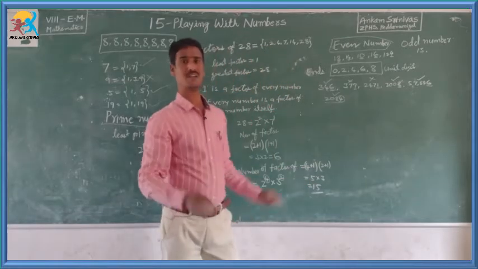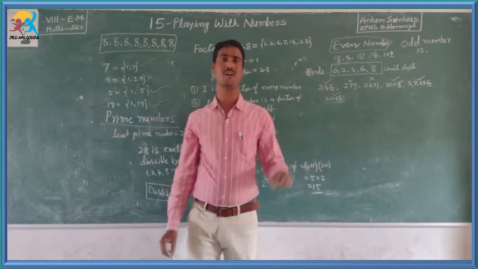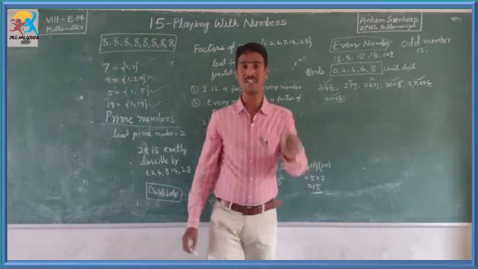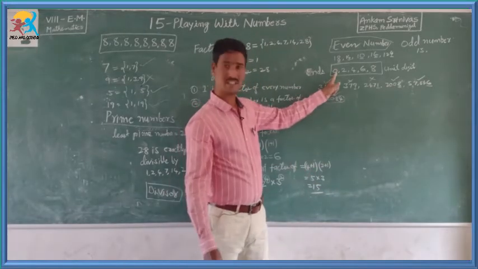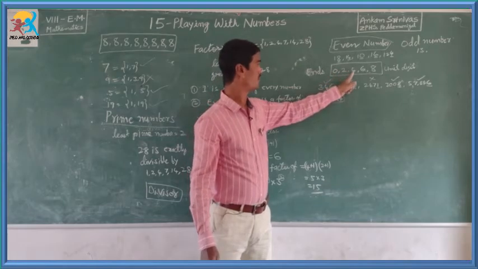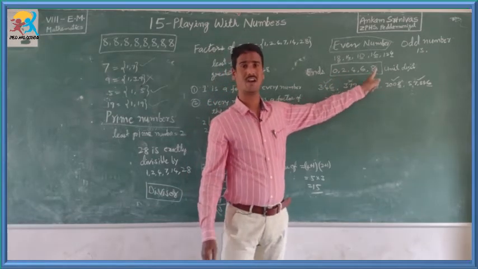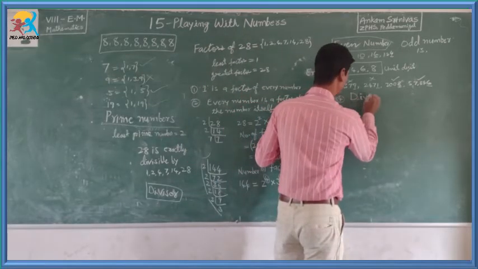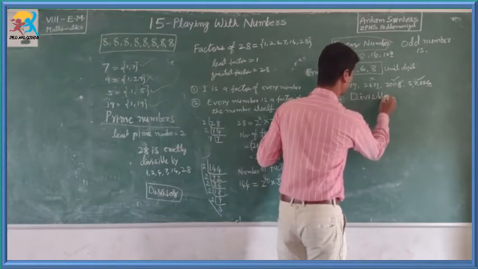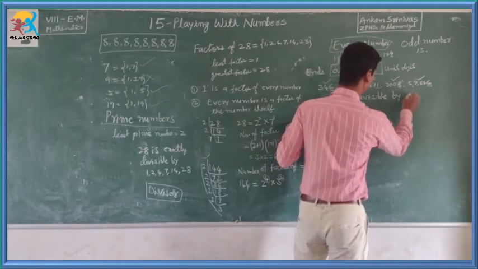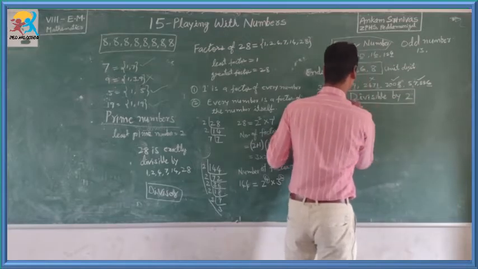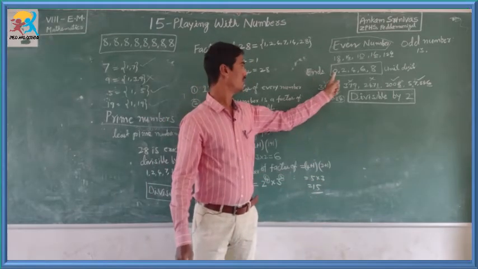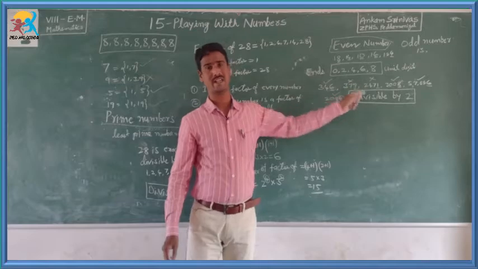So my dear children, to check whether a given number is divisible by 2 or not, you have to check the unit digit of the given number. If the unit digit is 0, 2, 4, 6, 8, it is divisible by 2. This is the rule for divisibility by 2. So the numbers which are divisible by 2 end with 0, 2, 4, 6 and 8.